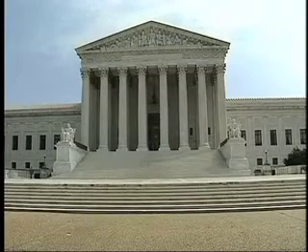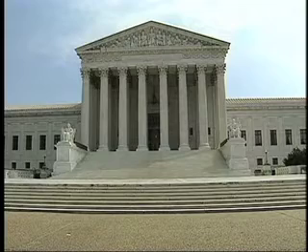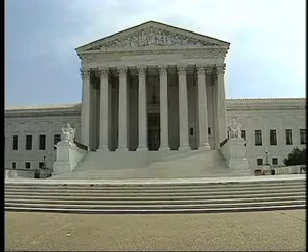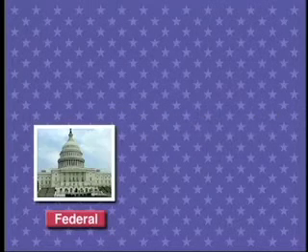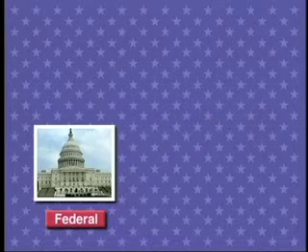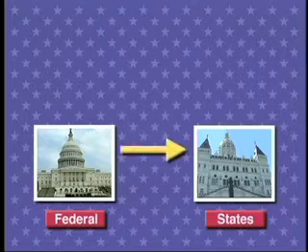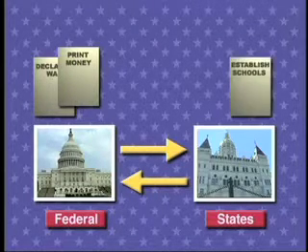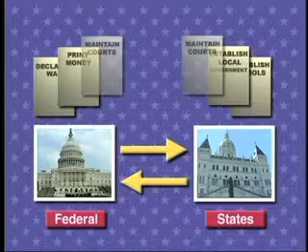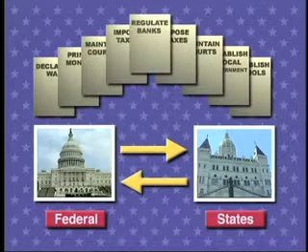The court system is an example of an important principle built into the Constitution called shared powers. That means that the national or federal government shares powers with the states. The federal government has specific powers, and the states have specific powers, and then there are powers that they share.